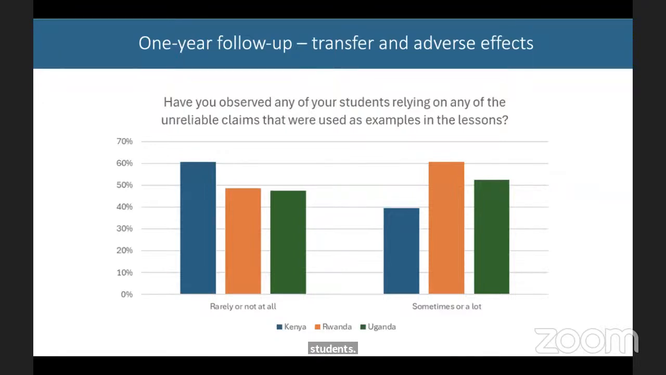We also asked teachers whether they had observed any of their students relying on any of the unreliable claims that were used as examples in the lessons, because that would be an adverse effect. And most of them said rarely or not at all, or sometimes or a lot. So it was 50-50 in a way.